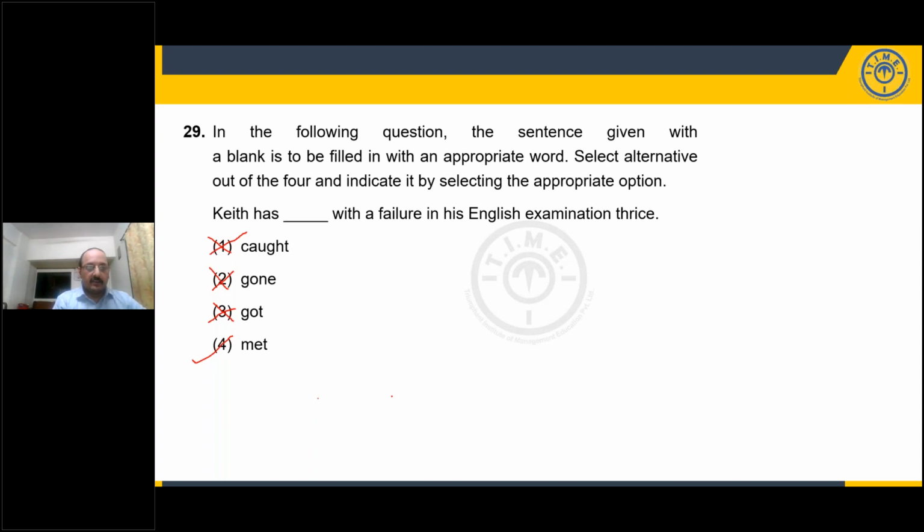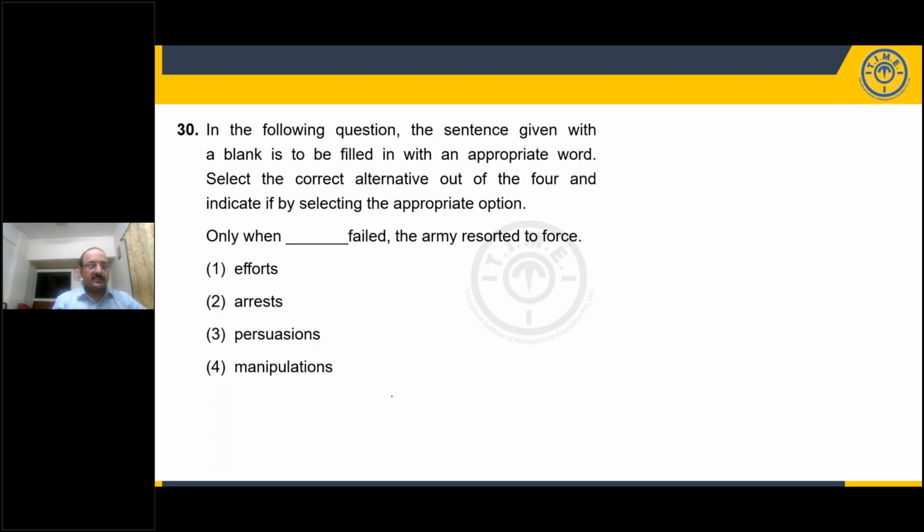All right. And lastly, question number 30. Only when dash failed, the army resorted to force. Only when efforts failed, but what kind of efforts, right? Possibly talk about persuading efforts. So this may or may not be. Arrests failed, no. Persuasions failed, yes.